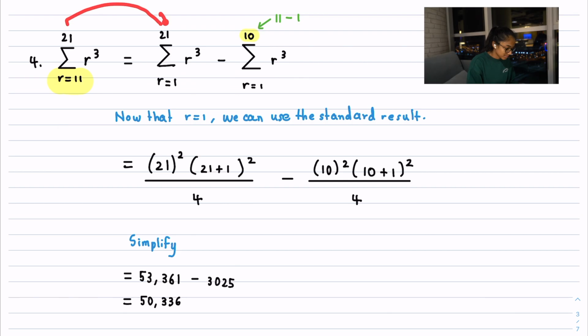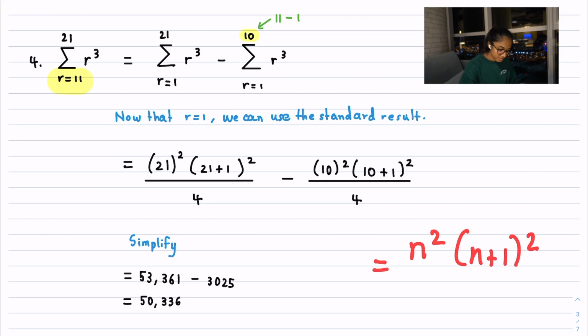This stays the same as this. And then we use the standard results. That's all we had to do. The same one as the one above. And example number 3. So now we just substitute 21 and 10 into this result. Remember, the sum of r cubed when r is equal to 1, where the starting value is 1, was n squared, n plus 1 all squared over 4. And that's how we substituted the 21 and the 10 to get our answer.